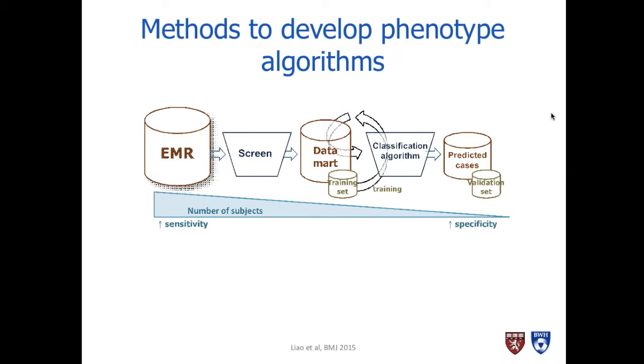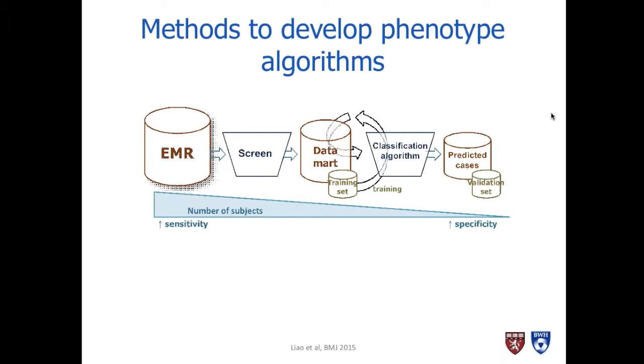But once you get to your predicted cases, a physician still has to go back in there and review those cases to give you that positive predictive value, that accuracy. So there is still some supervision in these algorithms. Alright, so we took structured data and unstructured data, and developed an algorithm with the help of machine learning because we had a lot of variables. You take that algorithm and you apply it back to the EMR.